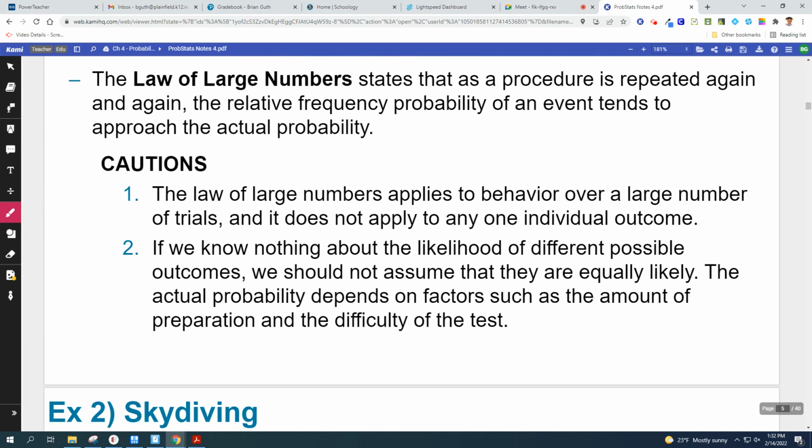The law of large numbers states that as a procedure is repeated again and again, the relative frequency probability of an event tends to approach the actual probability. Let's say you flip a coin 10 times and you observe 7 tails. So the probability of tails, according to your experiment, would be 70%, 0.7. Now let's flip it 100 times, and this time you get 55 tails. Now the probability of tails looks like 0.55. That seems more like what we would expect, right?